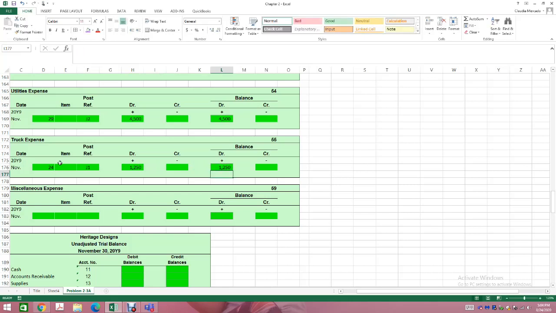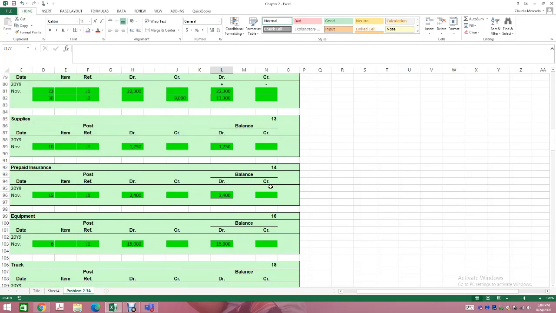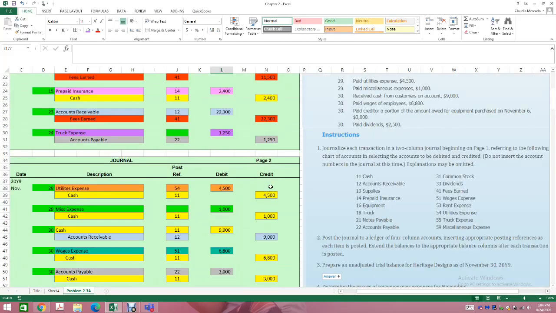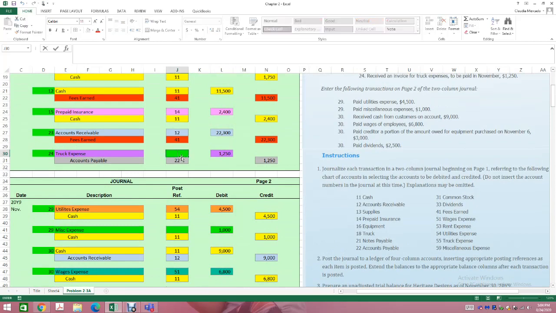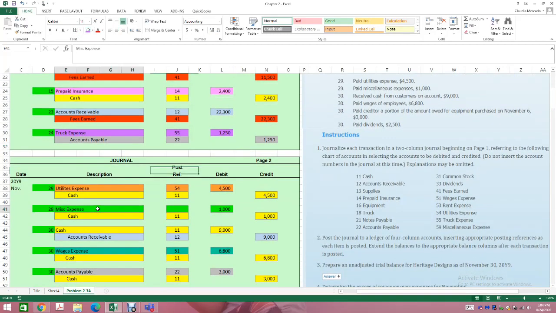So here we go, and then we go back and we enter account number 55 on truck expense. Number 55. The last item we have is miscellaneous expense, which is what we have right here.